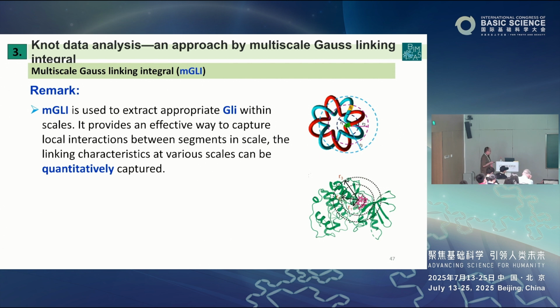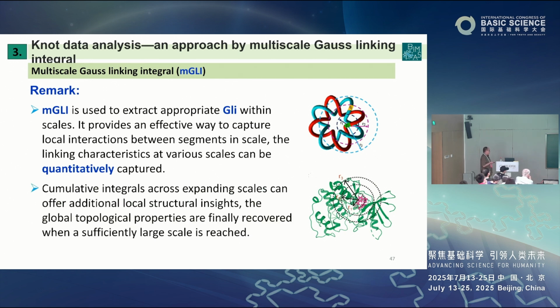The linking characteristics at various scales can be quantitatively captured. So cumulative integers across expanding scales can offer additional local structure insights. The global topological properties are finally recovered when a sufficiently large scale is reached.